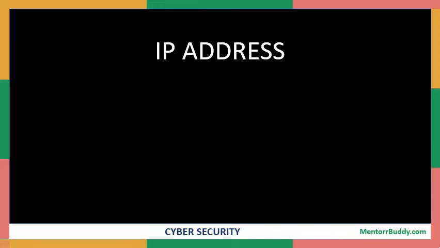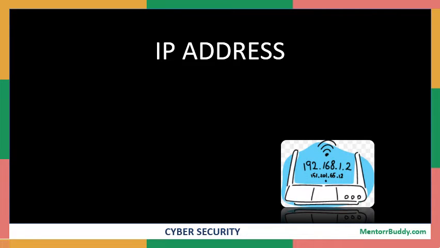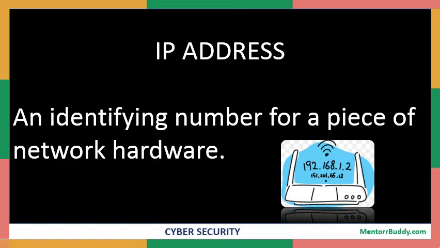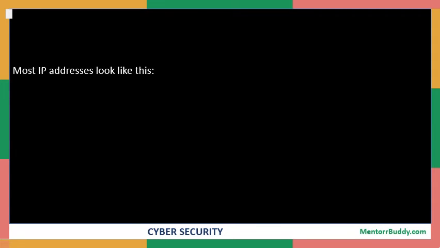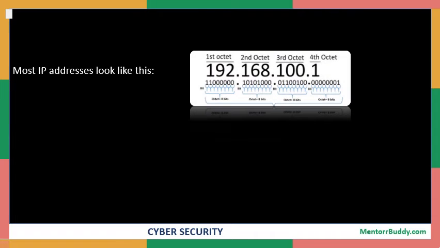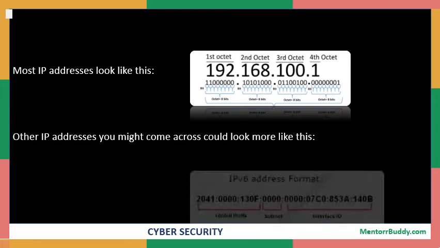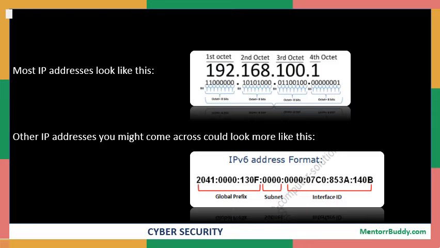In this video, we are going to discuss IP address. What is an IP address? An IP address is a number for a piece of network hardware which you are using on your ISP provider. Simply, most of the IP addresses which you see look like this, with a combination of 4 octets with 8 bits. While you may have come across some other IP addresses, with a combination of numbers and alphabets, that's called IPv6. So let's try to understand.